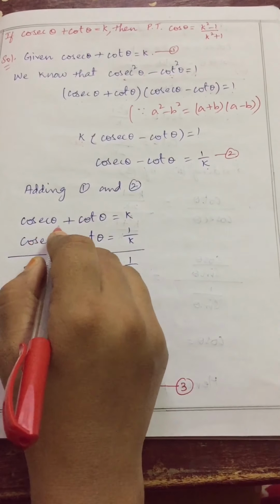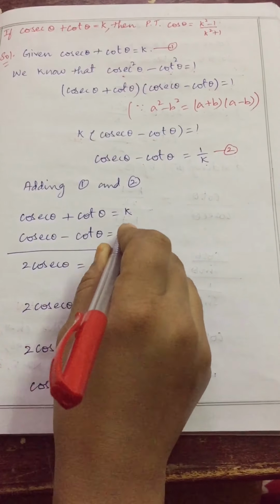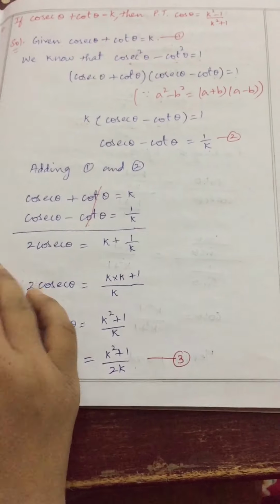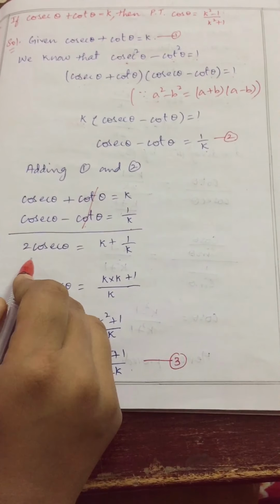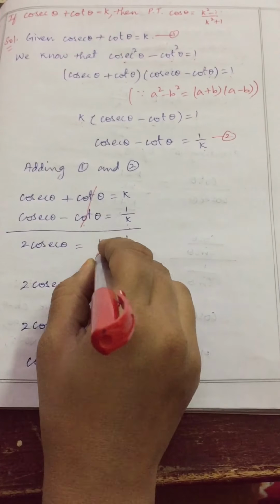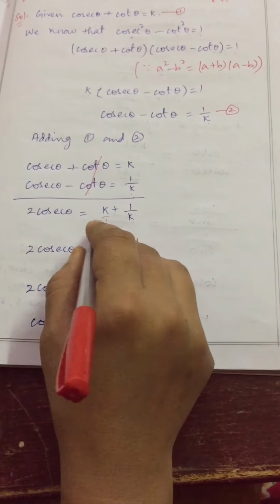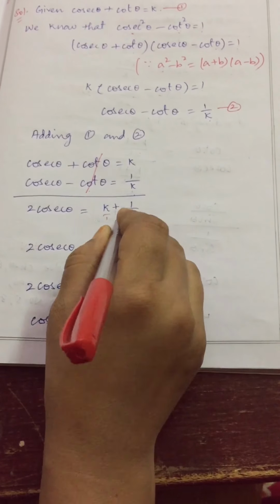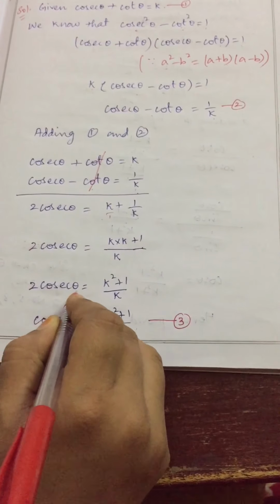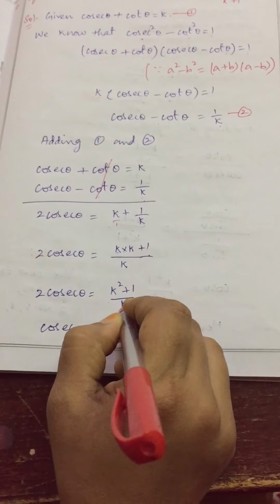So that is nothing but cosecant theta plus cot theta equal to k, cosecant theta minus cot theta equal to 1 by k, plus cot theta minus cot theta get cancelled. So cosecant theta plus cosecant theta, 2 cosecant theta, that is equal to k plus 1 by k. Now we have to take the LCM. 2 cosecant theta as it is, I am taking 1, and k is nothing but k only. Send this k this side, so k into k plus 1. Clear, children? So 2 cosecant theta equal to (k square plus 1) whole divided by k.